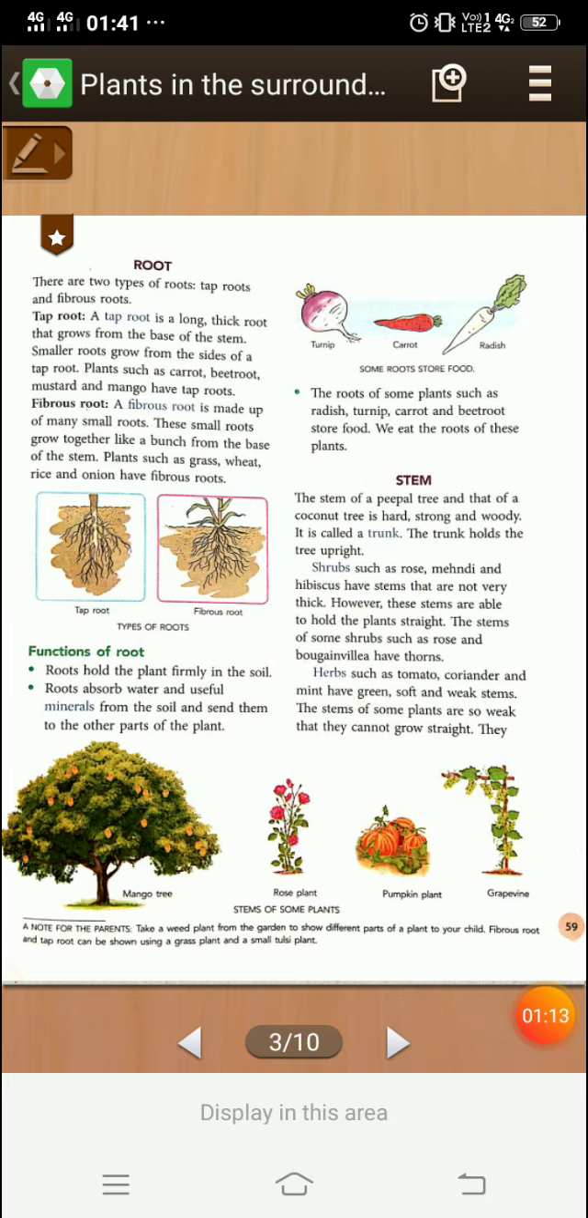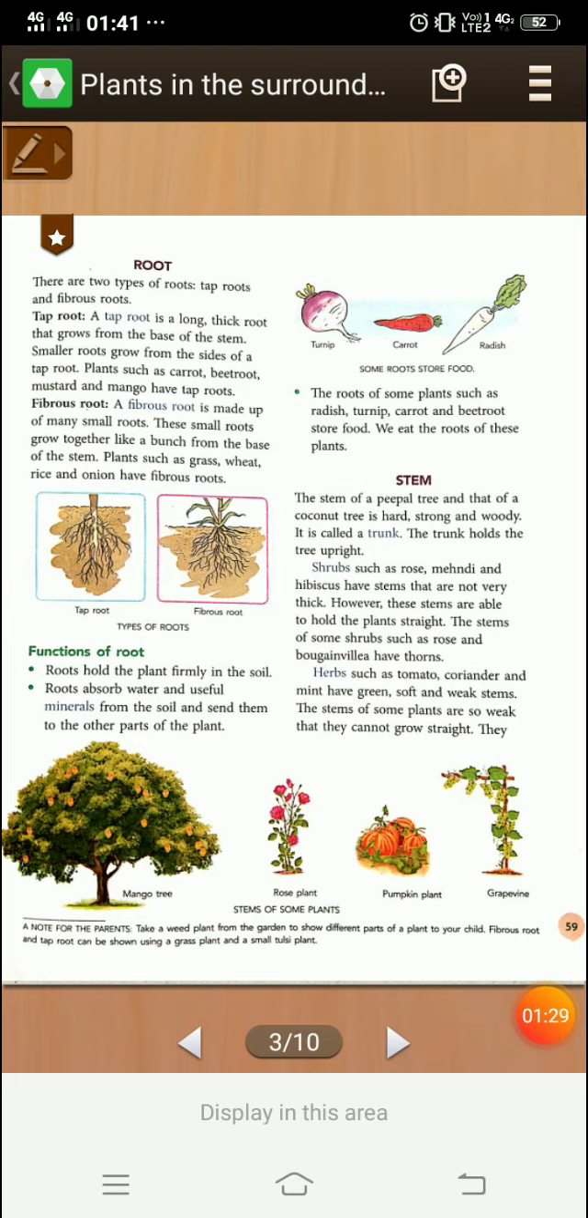Now second one, fibrous root. Fibrous root is made up of many small roots arising from the same point. These small roots grow like a bunch from the base of the stem. Grass, wheat, rice and onion have fibrous roots.